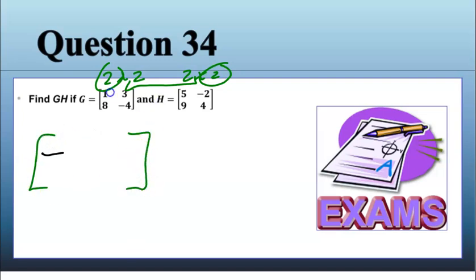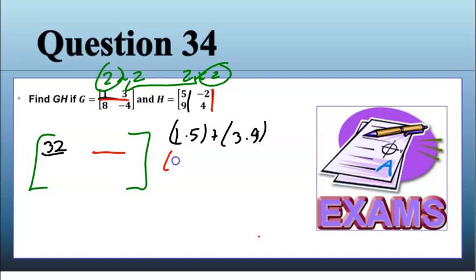So this is in row 1, column 1. So I have 1 times 5, and I'm going to be adding 3 times 9, so 5 plus 27. 5 plus 27 is 32. This is row 1, column 2. So this will be 1 times -2 plus 3 times 4. So we have -2 plus 12, which will give us 10.